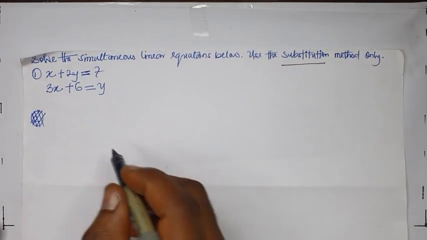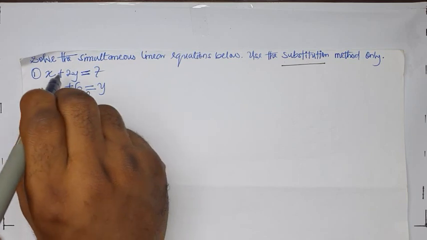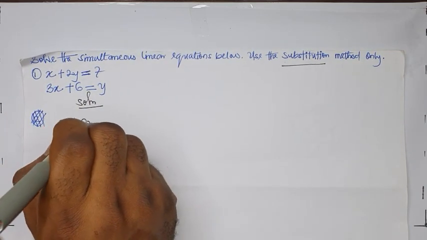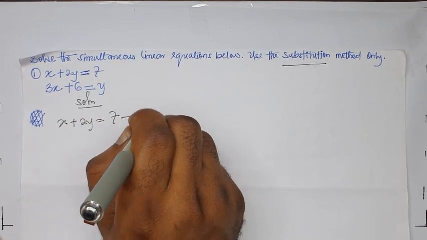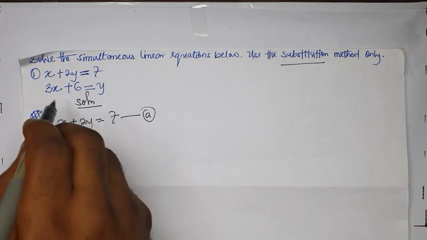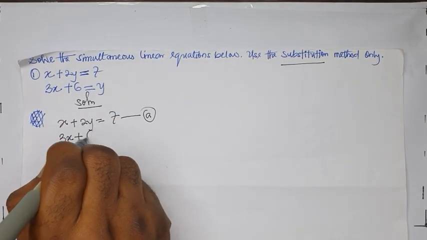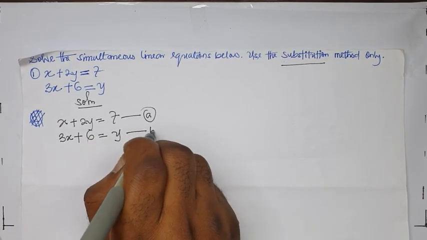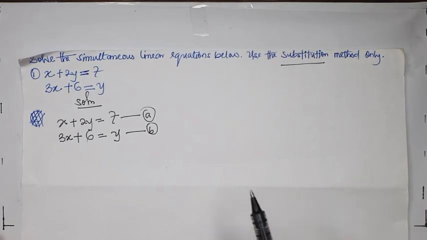So first, I will begin by just rewriting the questions again. The first one is x add 2y is equal to 7. This is my first equation. I'll call it equation A. And the next equation is 3x add 6 is equal to y. This is my second equation. I'll call it B. Alright, let's go into working.